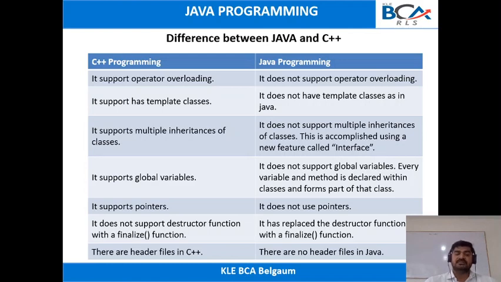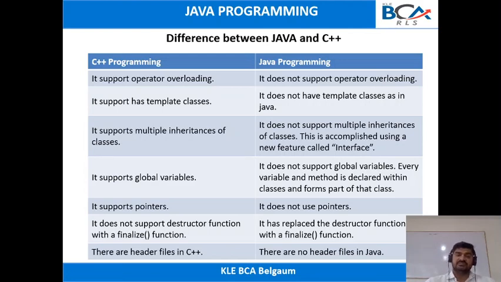The last difference is C++ programming has header files. Java does not have header files. If you are using any predefined function in C++, you need to include that particular header file. That header file will end with .h. In Java, whenever you use any predefined function, you need to import that class. Here in C++, you need to include the header file.